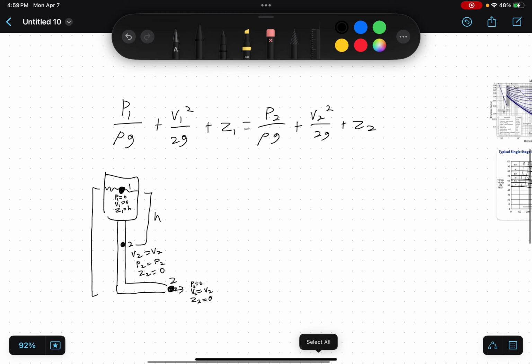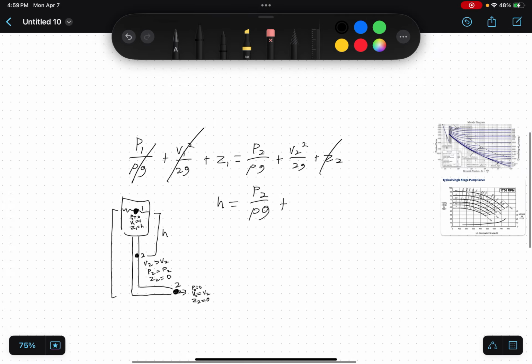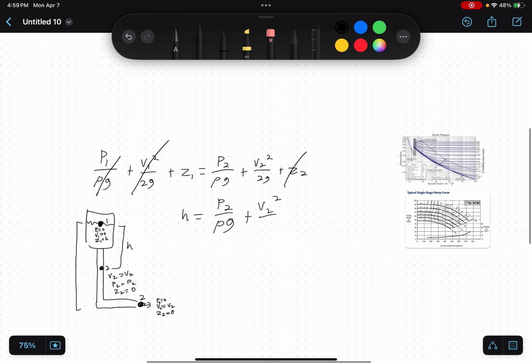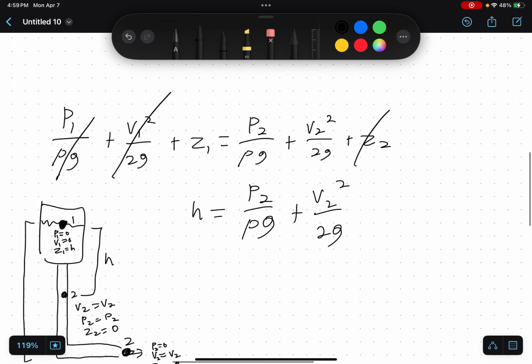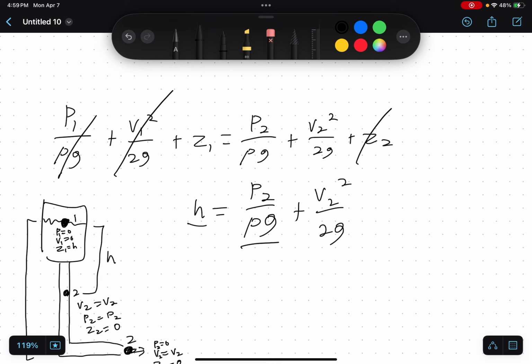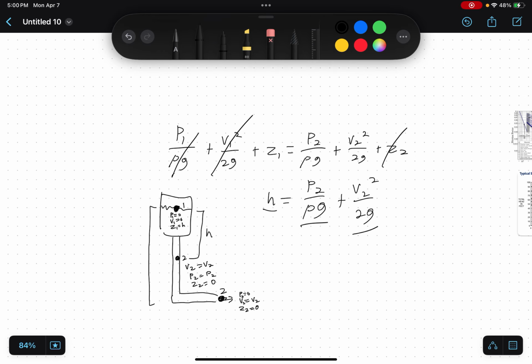So same idea as before. That goes away, that goes away, and that goes away. And then we're left with H equals P2 over density times gravity plus V2 squared over 2g. So now the height energy is split between pressure and velocity. And there's not a super straightforward way to get this easily just with this equation, so I'm going to just leave it here. But that is effectively how you use the simple Bernoulli equation.